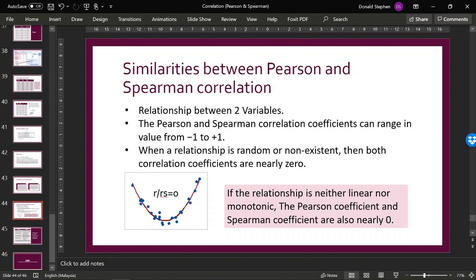So if the distribution of your data is neither linear nor monotonic, for example, this is a quadratic function, both Pearson and Spearman will give you 0. But it doesn't mean that it doesn't have a relationship, isn't it? You see this kind of pattern here. So in this case, both of these are not really useful to describe this kind of data. Right? So these are the similarities between Pearson and Spearman.